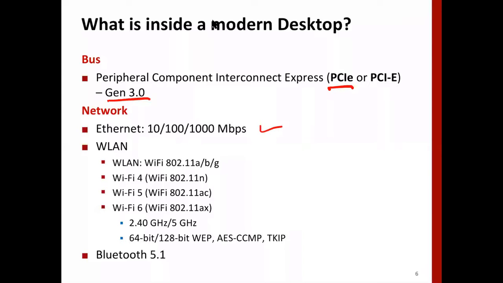Network: each laptop will have Ethernet, where you can connect an Ethernet cable. It also has wireless LAN, or Wi-Fi as we call it, and the latest one is Wi-Fi 6. Most of you, if you bought a laptop in the last 2 years, would have a Wi-Fi 6 interface as well. So all these interfaces are available. If somebody's router does not support Wi-Fi 6, an old router, then possibly one of the older ones will work. And there's Bluetooth 5.1.